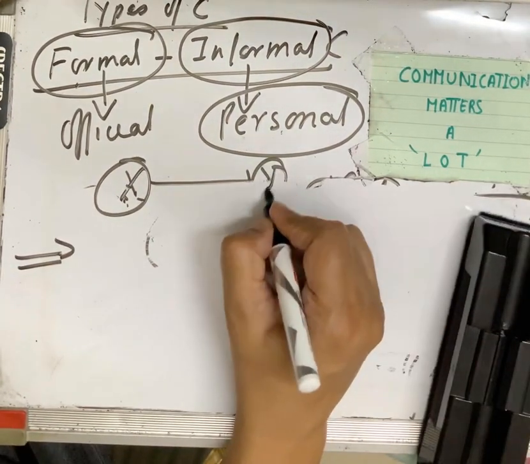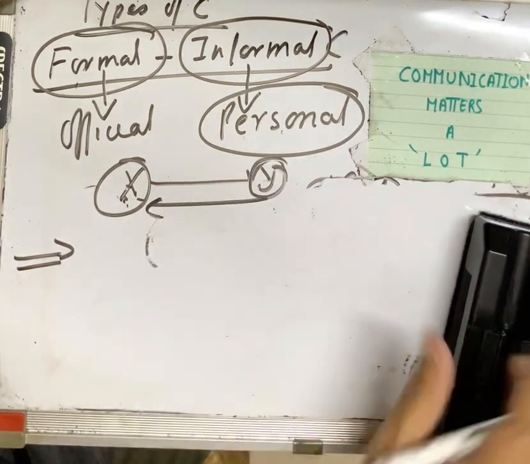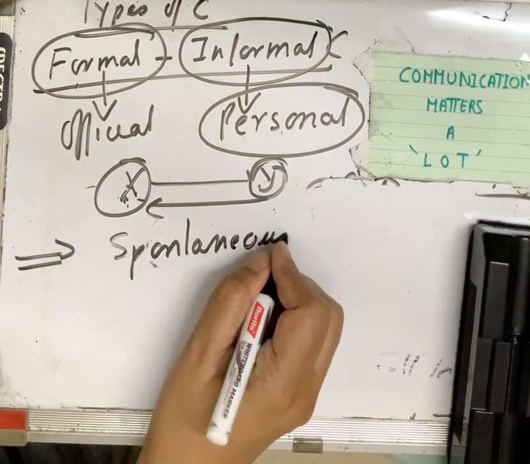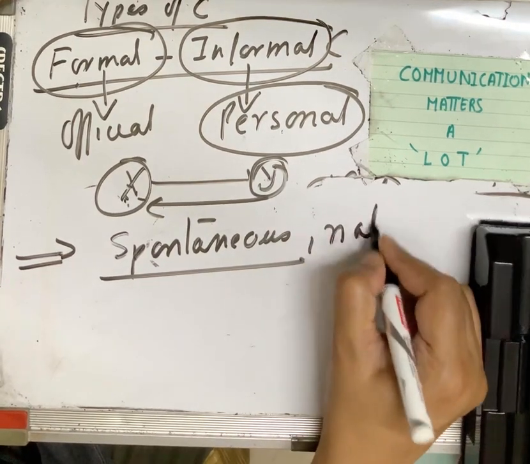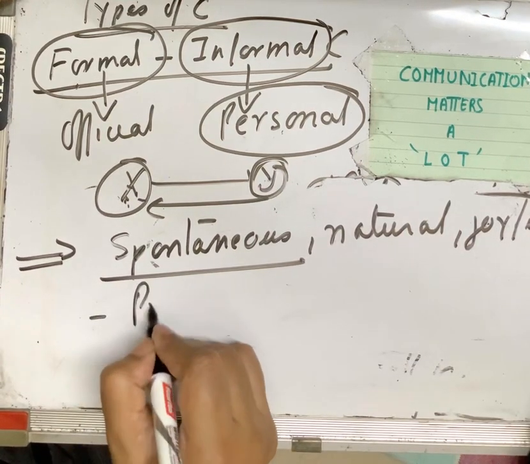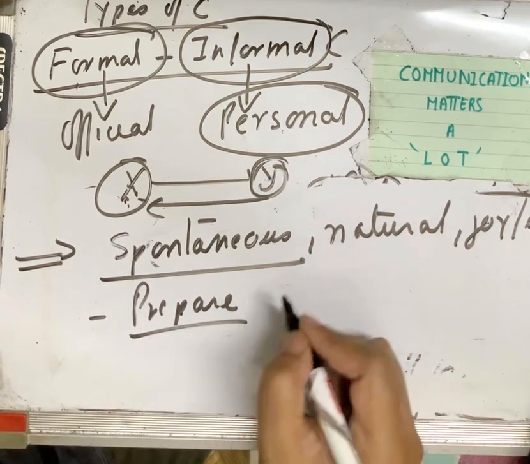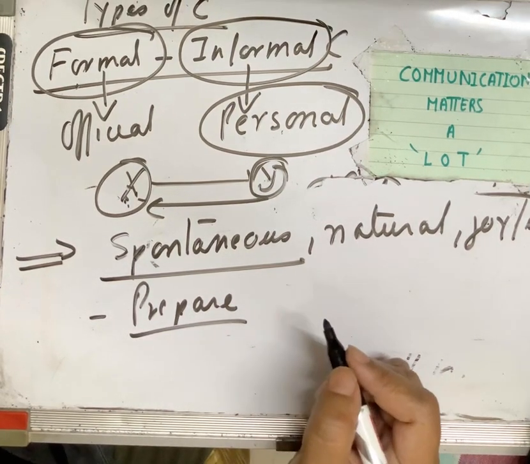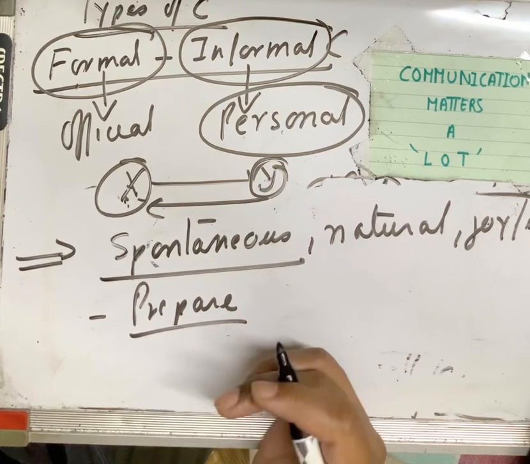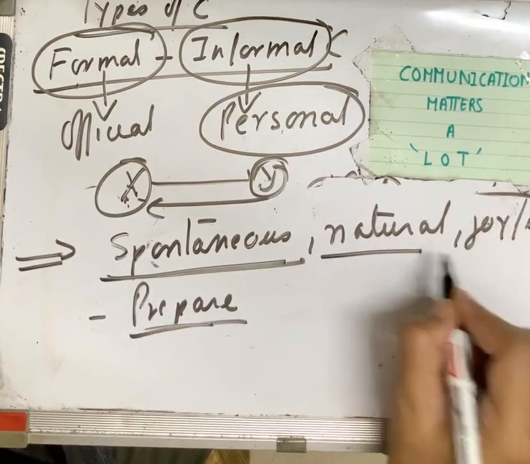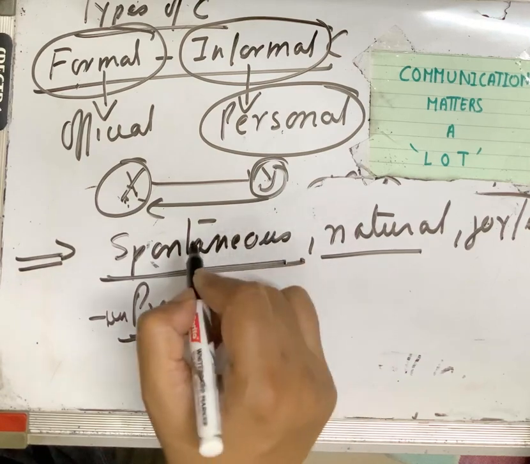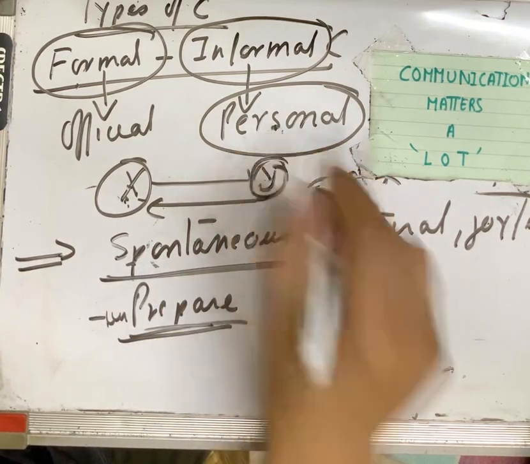And when your communication is personal, you are normally spontaneous, very natural, very joyful. You don't prepare. If your aunt is visiting, you don't prepare the whole night into what to tell her. You're just excited for her to visit and drop in. That's it. So it's spontaneous, it is natural, it is joyful, it is unprepared or unpremeditated. So all these are qualities of personal communication.